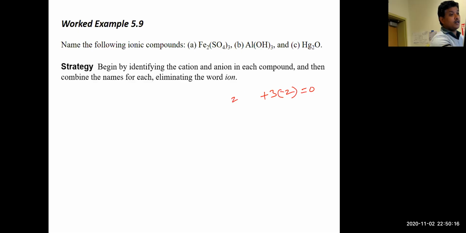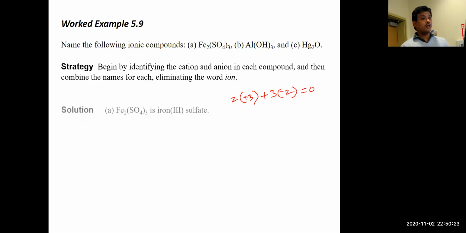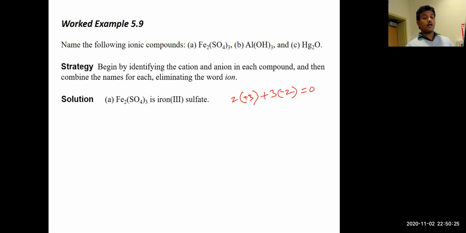You have 2 iron, and what should go there? There should be +3. That's the charge of your iron. So the name should be iron(III) sulfate. That is how you would name it.